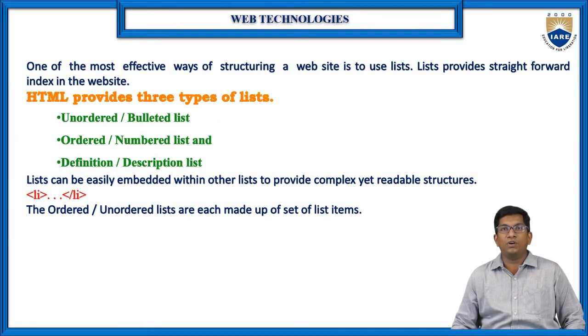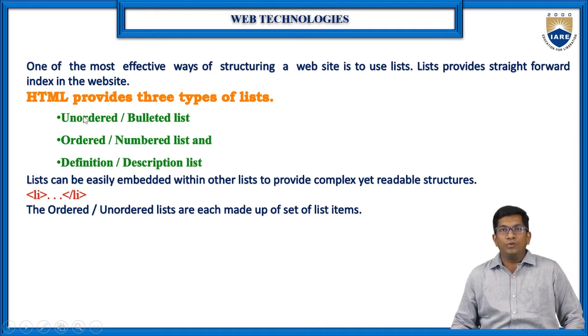There are three types of lists we have. One is the unordered list, which we also call a bulleted list. The second one is the ordered list, which we also call a numbered list. And the third one we call a definition list or description list. Lists can be easily embedded within other lists to provide complex yet readable structures. The ordered or unordered lists are each made up of a set of list items.